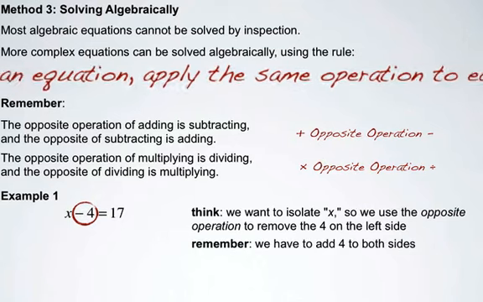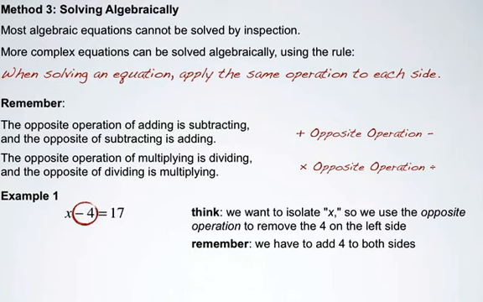But we have to add 4 to both sides to follow the rule. When solving an equation, apply the same operation to each side. So I add 4 there to cancel that out, but to maintain equality I have to add 4 over here as well. So I end up with x equals 21. This cancels out to be a 0, which is what I wanted to happen. Over here I have to do the math. 17 plus 4 is 21.